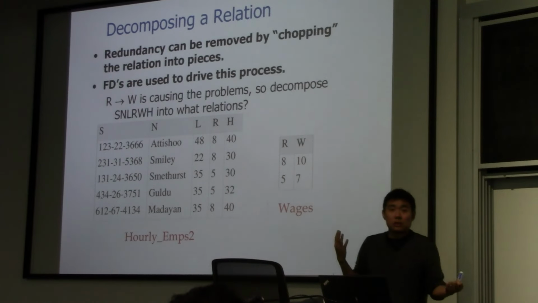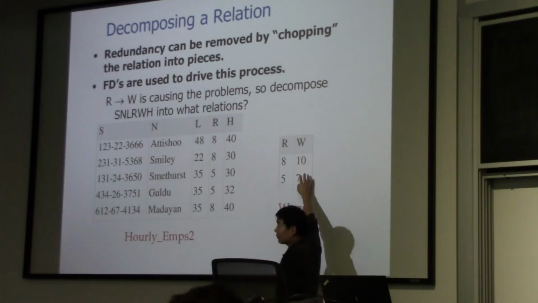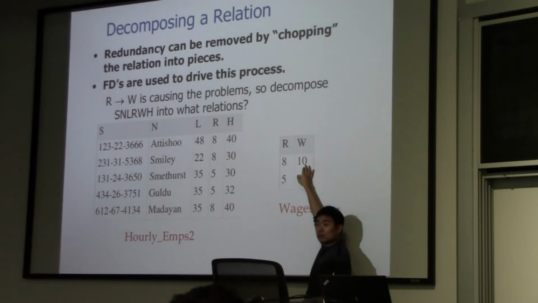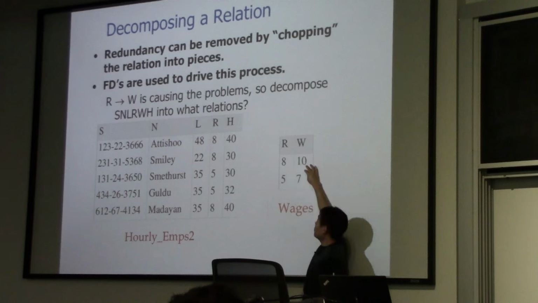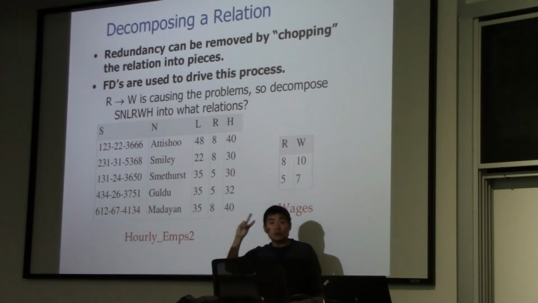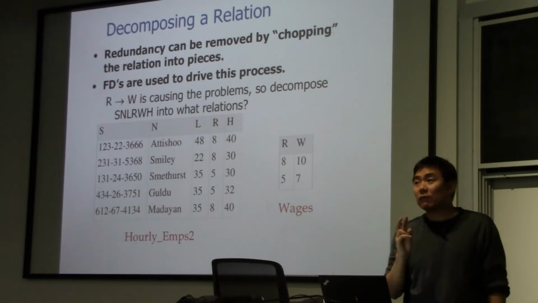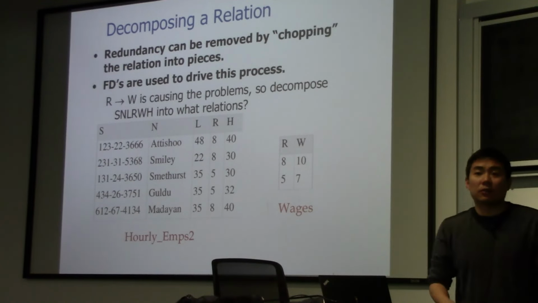Why is this better? Because now if you want to change the wage value, go ahead, do it. Does it make sense? You only need to update in one place, and that fixes all the associations between rating and wage, if they have the same rating value. Now, Dylan first, then. Yeah.